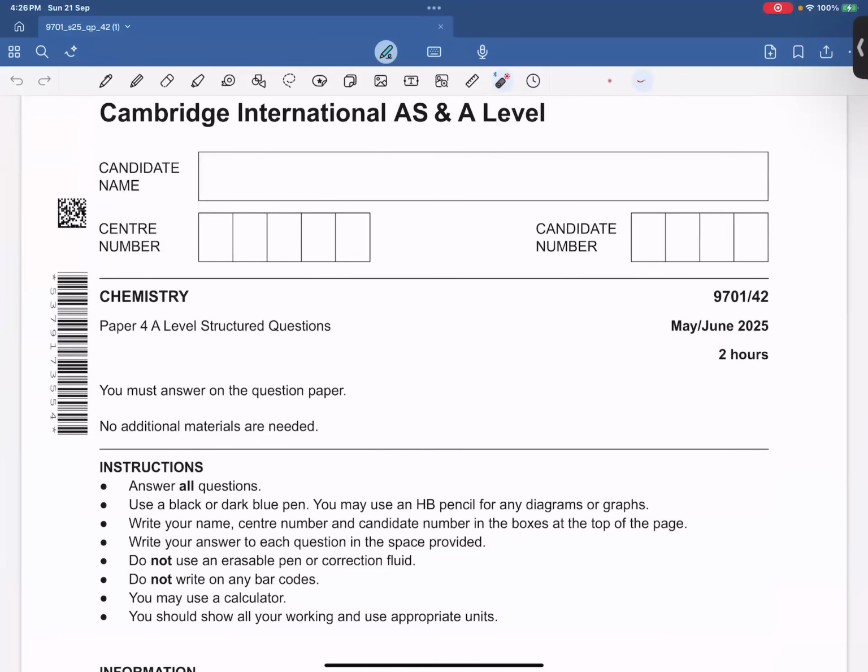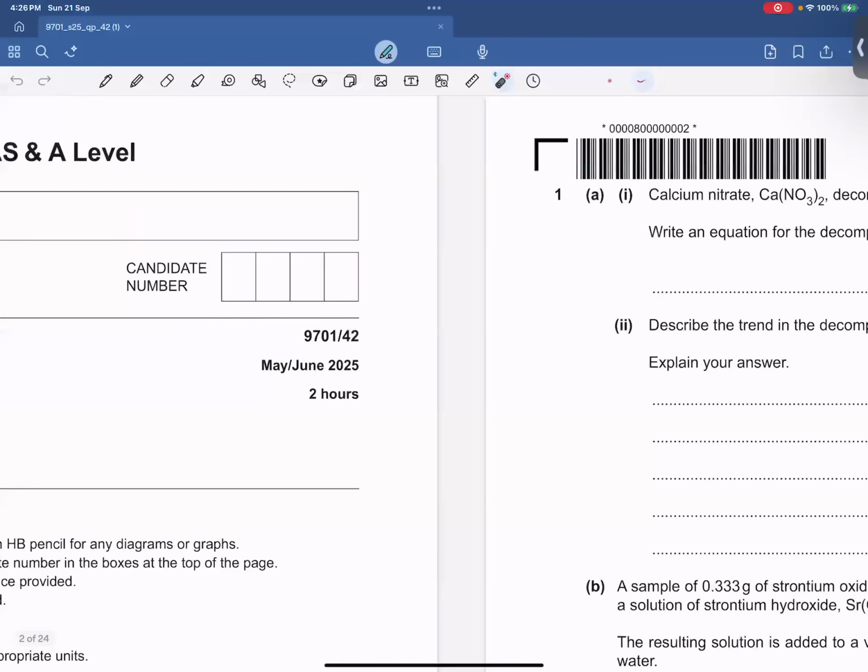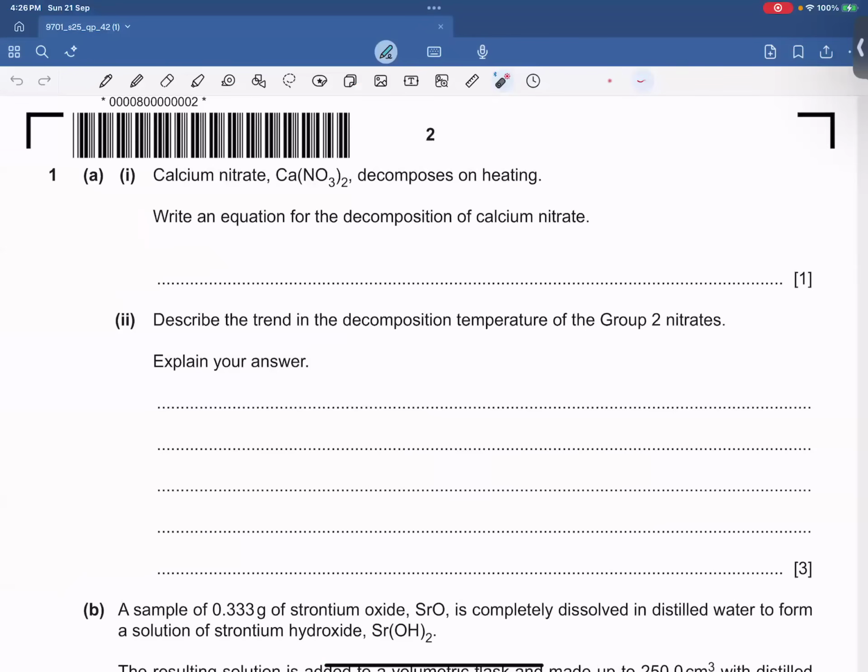May-June 2025, variant 42, paper 4, structured question. Let's see what we have in the first question. Seems like the first question is related to group 2.